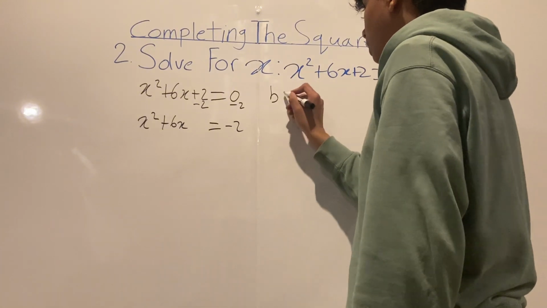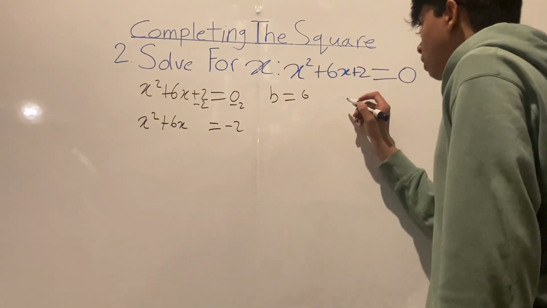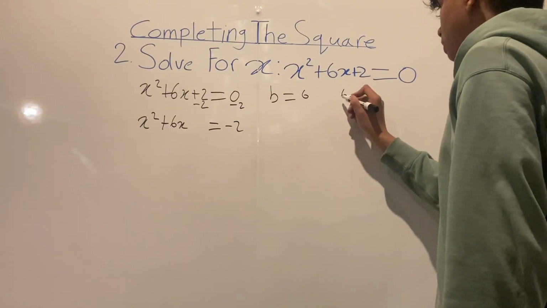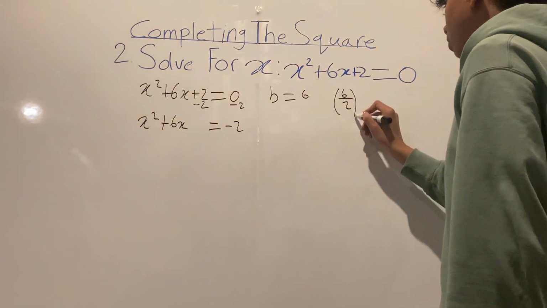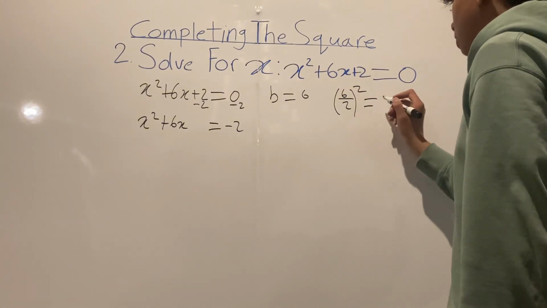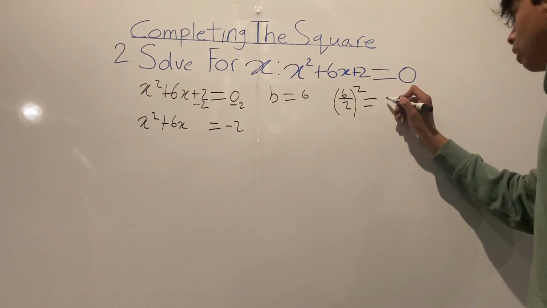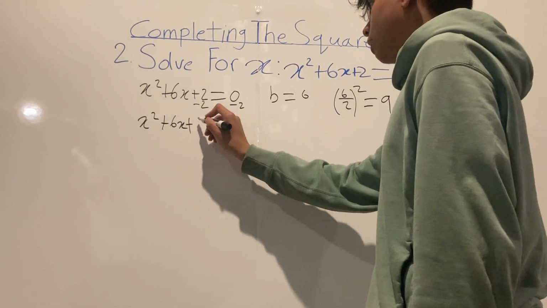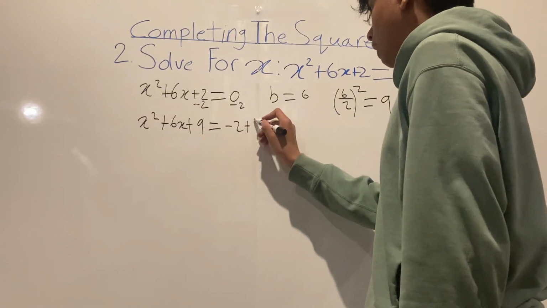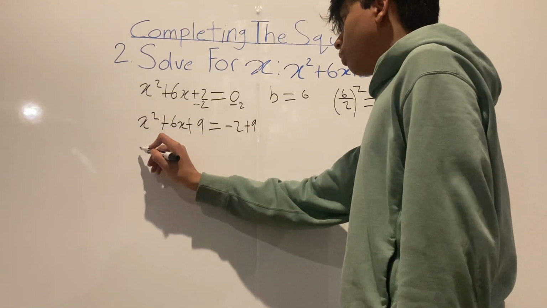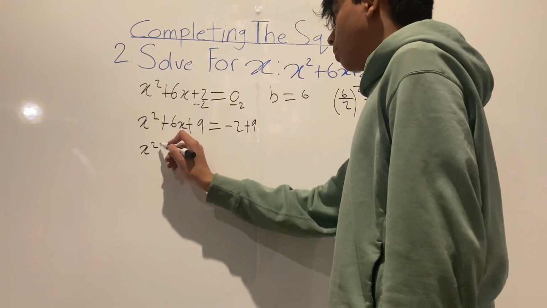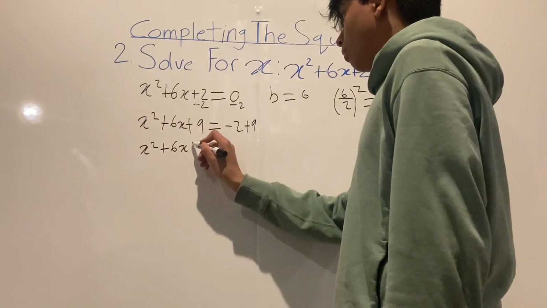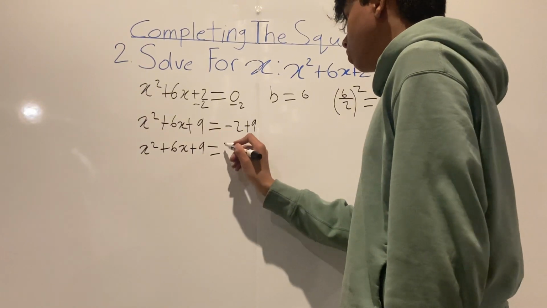And we see our b value equals 6. And 6 over 2, b over 2 squared, equals 9. 6 over 2 is 3, and 3 squared is 9. So now we're going to add 9 on this side and 9 on this side as well. So now we have x squared plus 6x plus 9 equals 7.